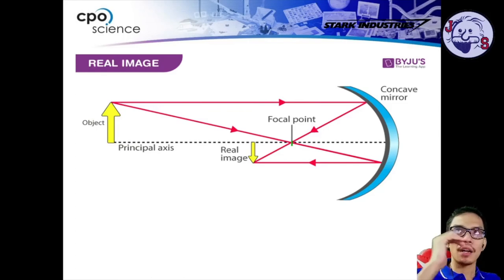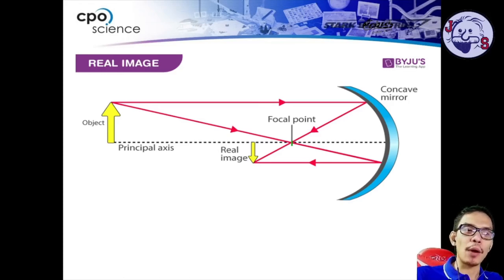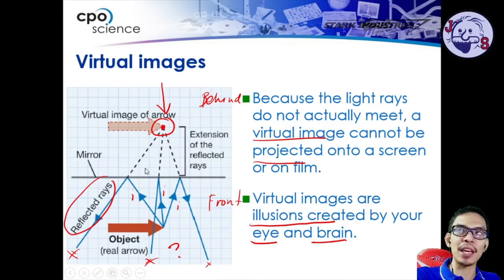Alright. So, camera technology uses real images. Because in real images, you can project it on film or screen. Now, what is the difference between real image and virtual image? As you can see here, none of the reflected rays are intersecting with one another. Only our eyes and brain tell us that the rays are being joined together behind the mirror.